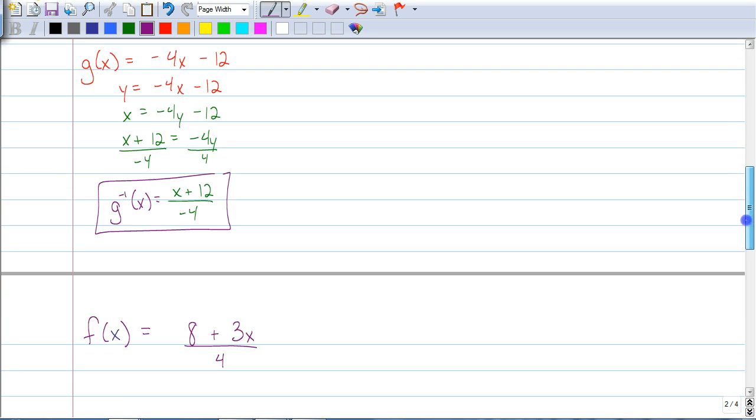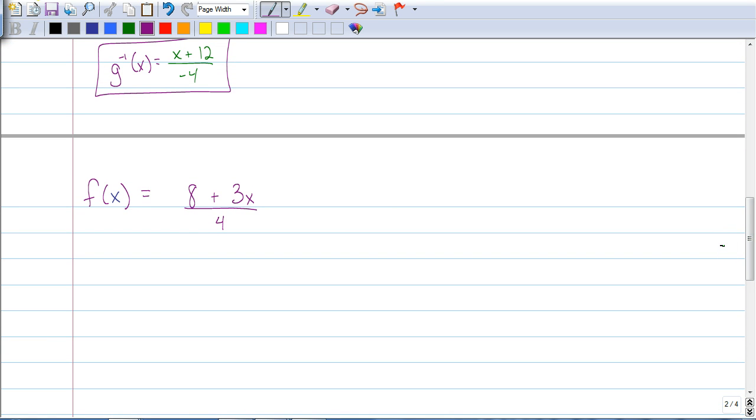Let's look at another example with fractions. Because here they give us one that's written kind of like the answer that we got in the previous one. So we want to figure out what would the inverse of this function be. So the process is still the same. So we're going to start by writing this in the form y equals. So it'll be y equals 8 plus 3x all divided by 4.